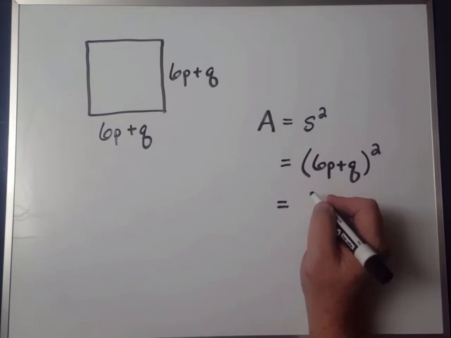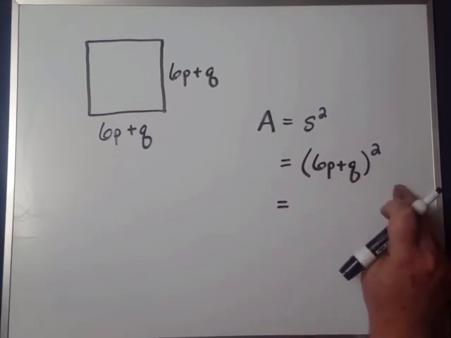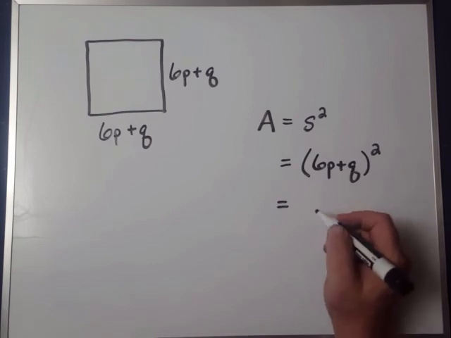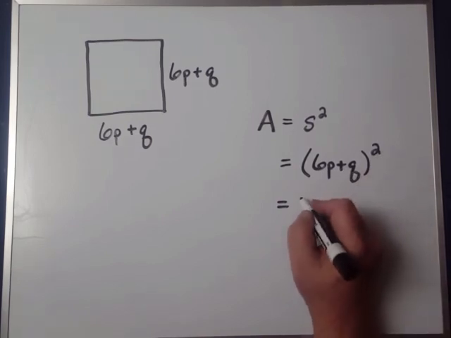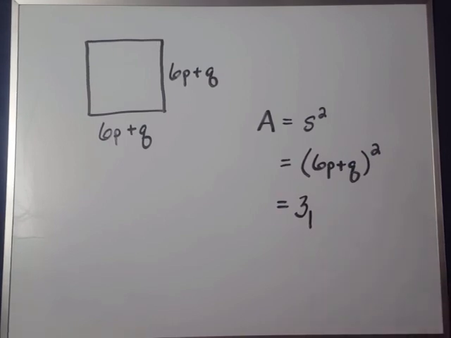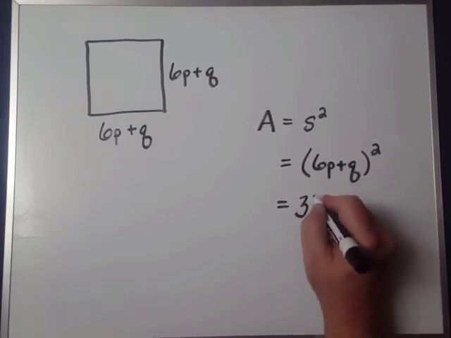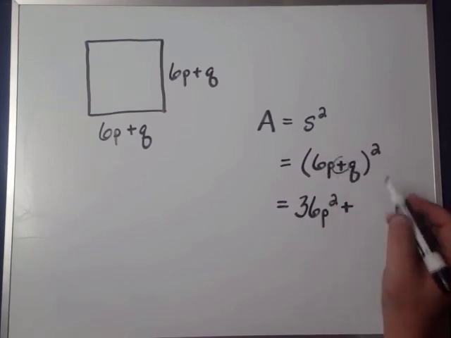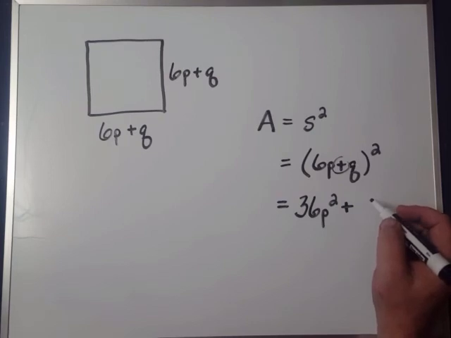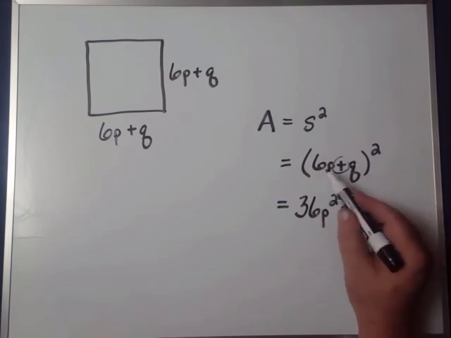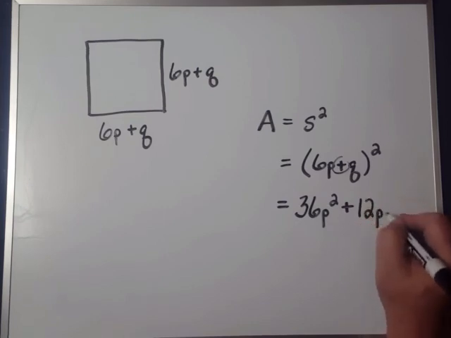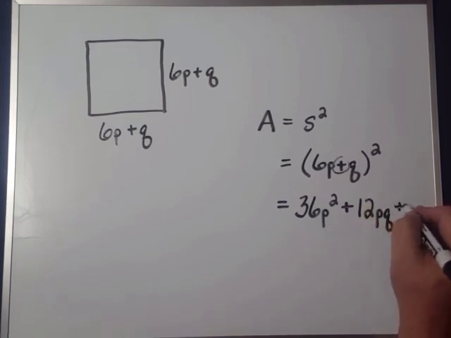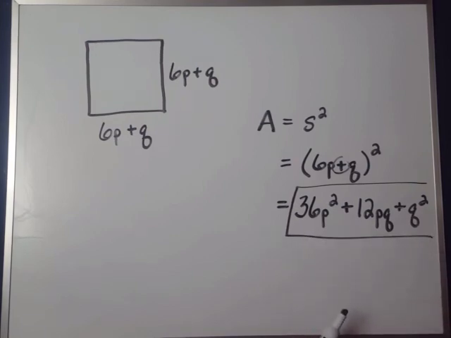I know that when I square this, I can either FOIL it times itself or use my special product rule. The square of a sum is going to be the first squared, 36p squared. In this case, plus double the first times the last. The first times the last is 6pq. Doubled is 12pq. And always plus the last squared, q squared. Find the area of this square, done.